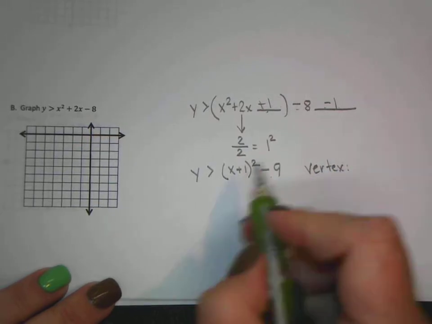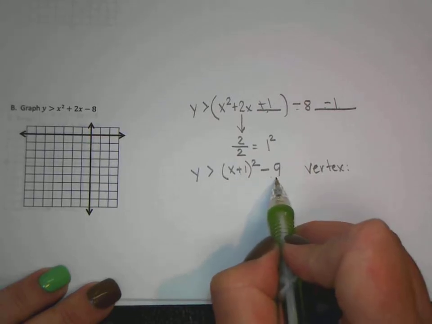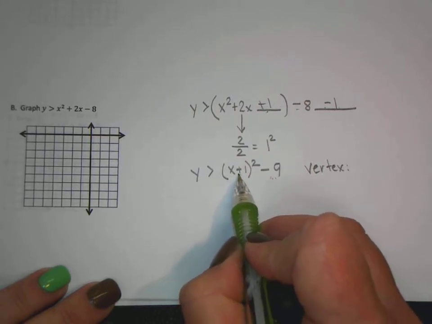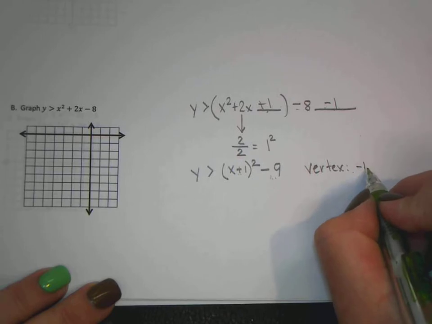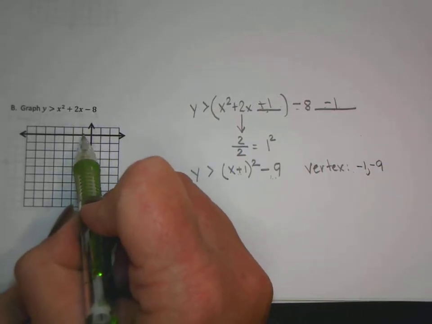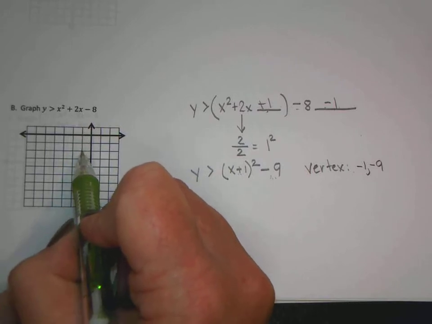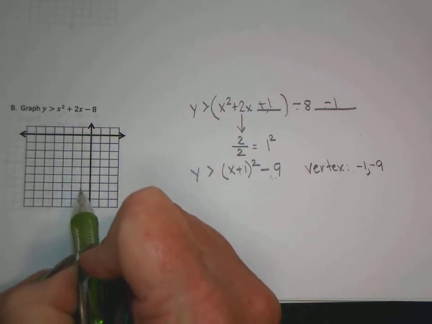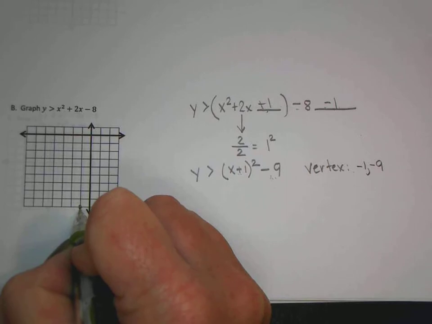So your vertex is the opposite of this and that. Not the opposite. Opposite keep. So your vertex is negative 1, negative 9. So go over your vertex. Negative 1, negative 9. 1, 2, 3, 4, 5, 6, 7, 8, 9. So it's sitting all the way down here on the bottom.